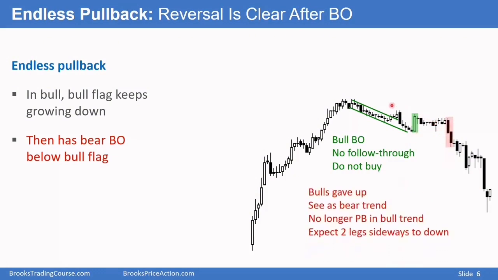Bear breakout below what the bulls hoped was a bull flag. The bulls gave up, and now it's a bear trend. It's no longer a pullback in a bull trend. Chances are, after a breakout that looks like this, we're going to get a measured move down. This probably will have at least a small second leg down. 1 pullback, 2. Probably will lead to a measured move down based upon the height of this bull flag. And we got more than that.